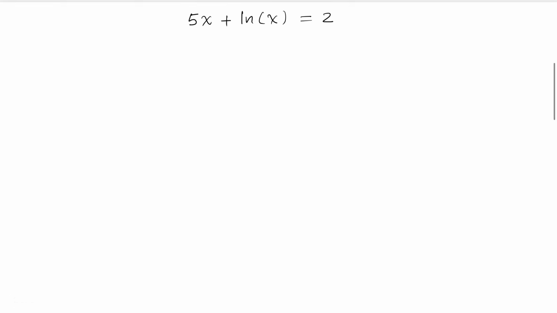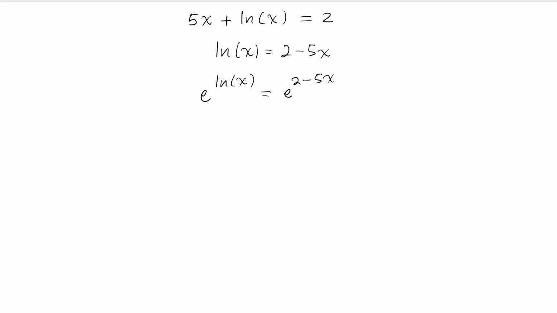Let's take a look at the second one. We have 5x plus ln of x equals 2. The first thing I want to do is rearrange slightly. So I'm going to take the 5x across. I'll have ln of x equal 2 minus 5x. Now I will raise both sides to the power e. So e to the power ln of x is going to equal e to the power 2 minus 5x.